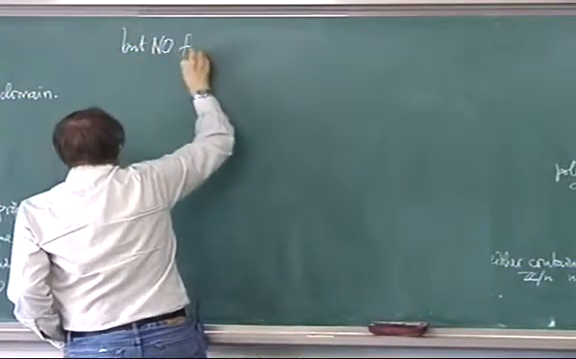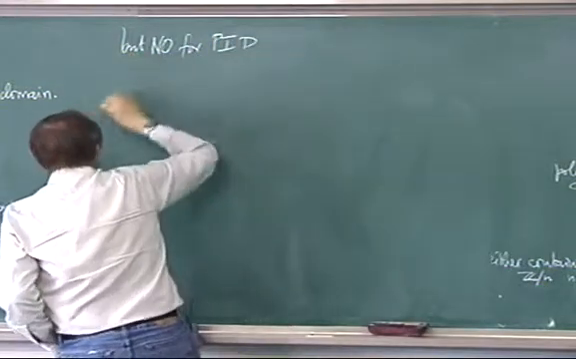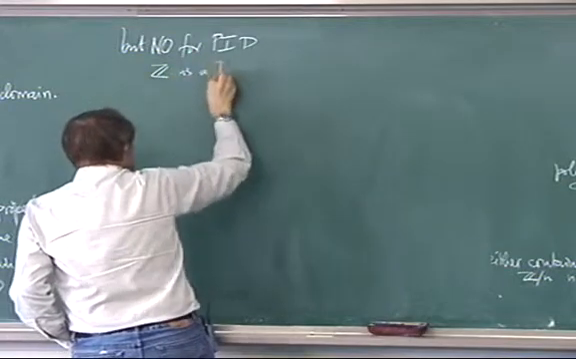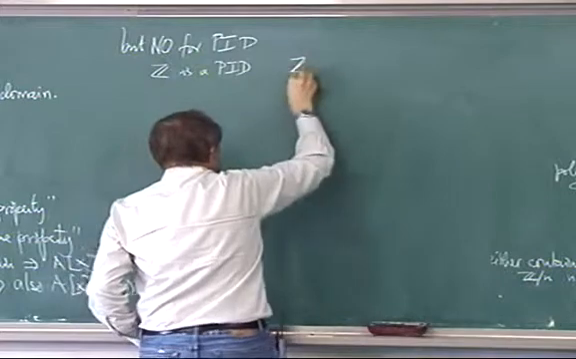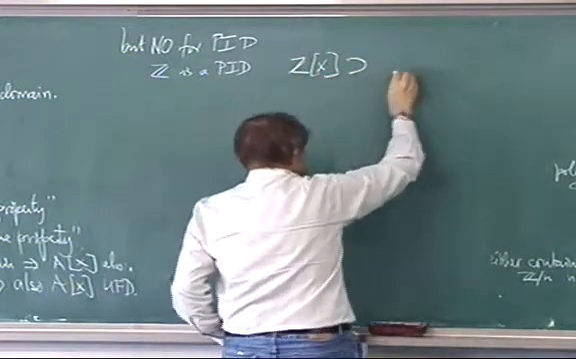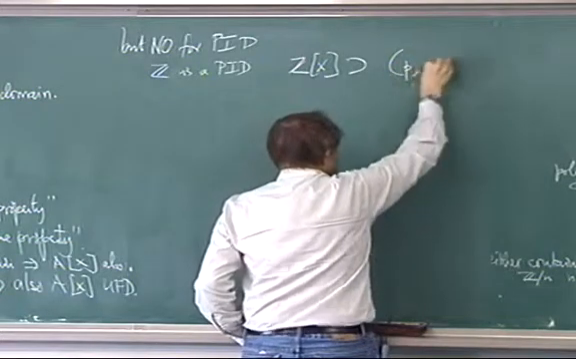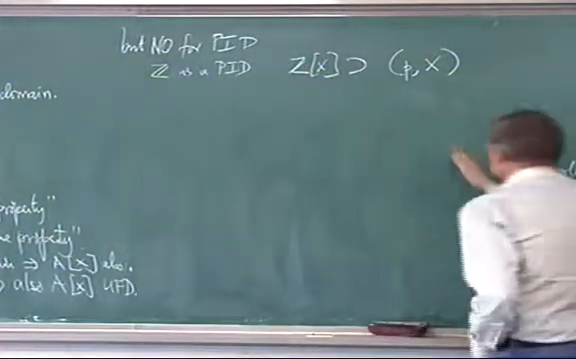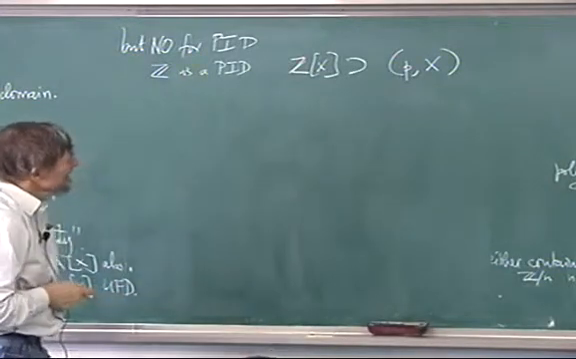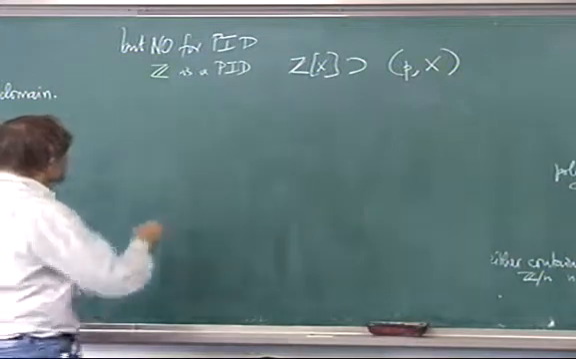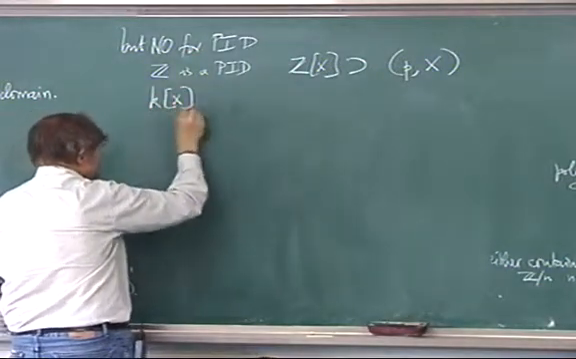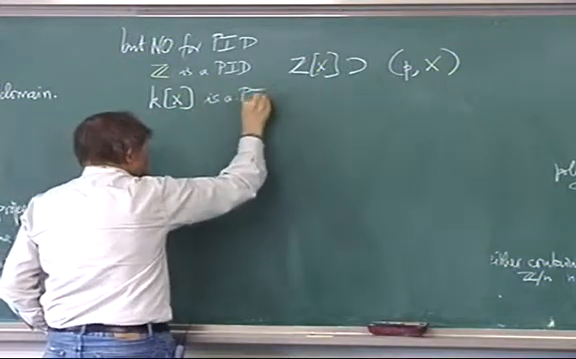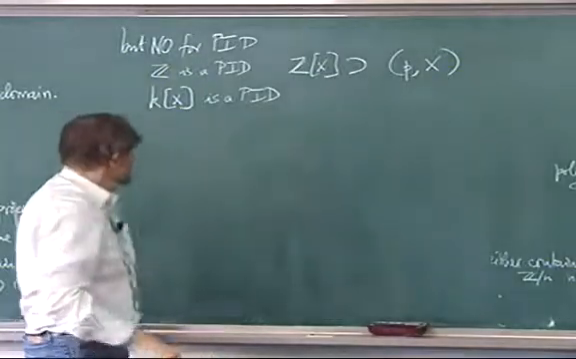But no for PID. But obviously, because Z is a PID, but Z of x contains ideals like P comma x. So the ideal generated by the two elements, P a prime number, for example 2, and x, and you can't find any fewer generators there. It's not true that there's anything that divides both P and x. So K of x, a polynomial ring over a field, is a PID. So that's the thing I discussed about 2 weeks ago.